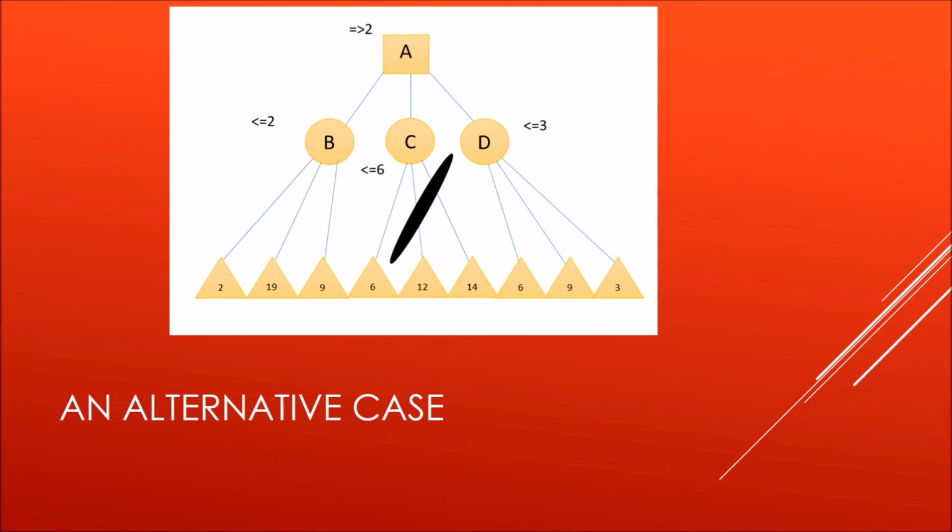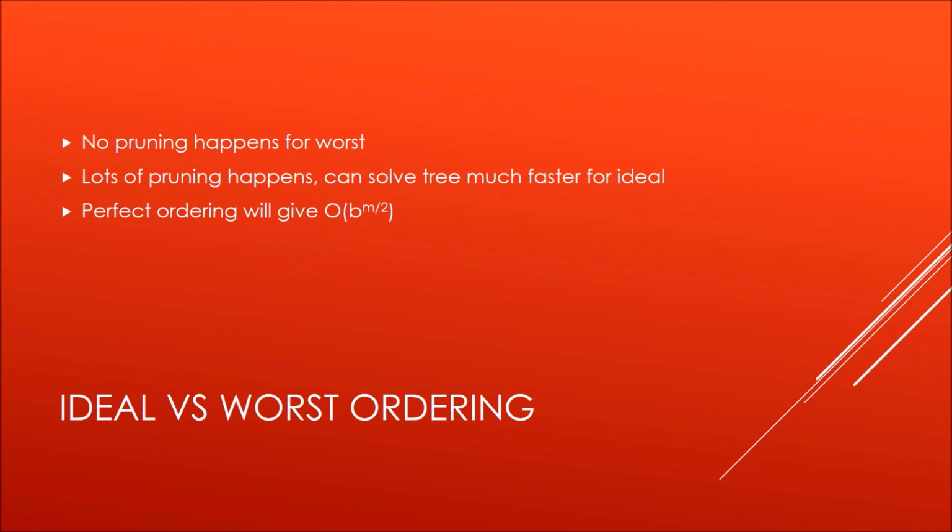So basically, as you can see, the worst possible scenario in an alpha beta pruning situation is that no pruning happens. On the other hand, the ideal situation we want is to have a lot of pruning happen, because this can solve the tree much faster. And we have the perfect ordering formula, which is order b to the power of m divided by 2. And b here is the branching factor, while m is the maximum depth.